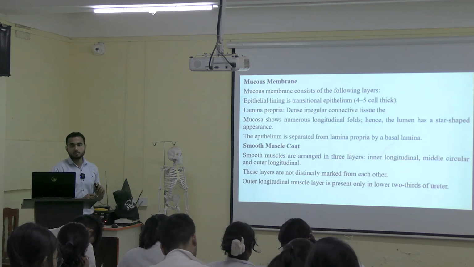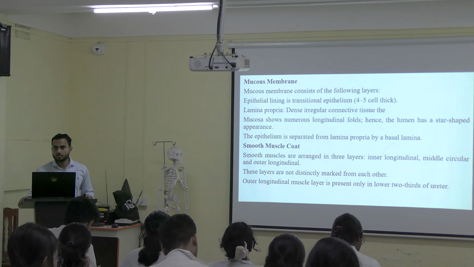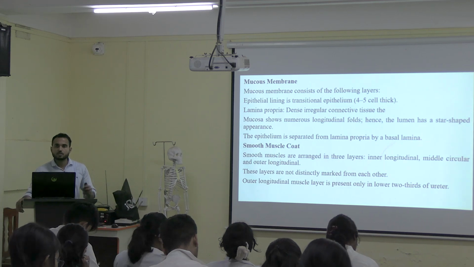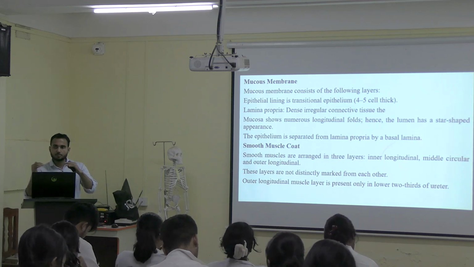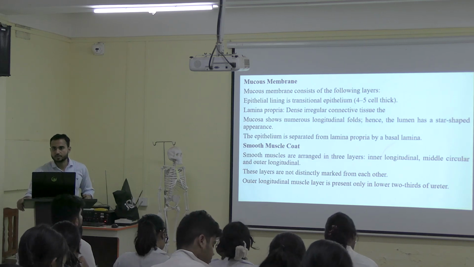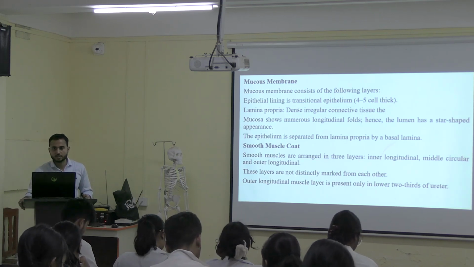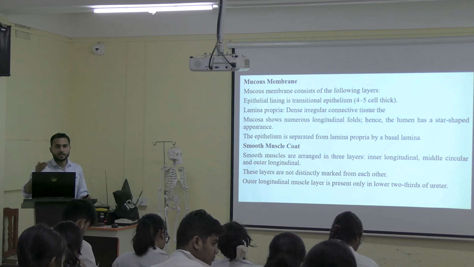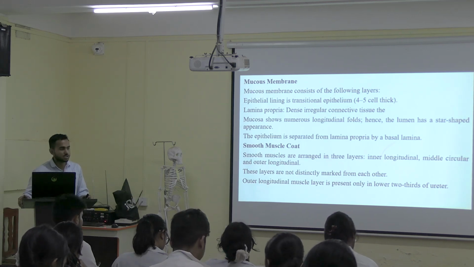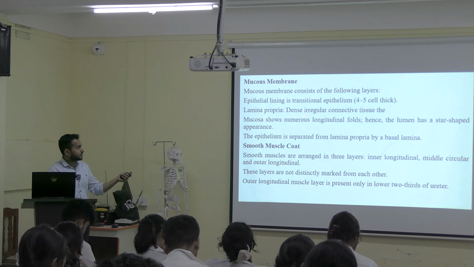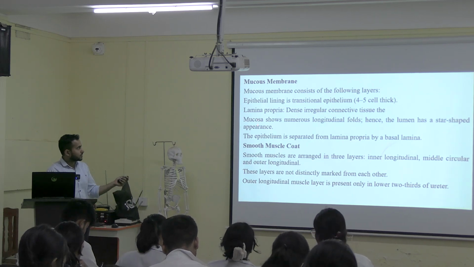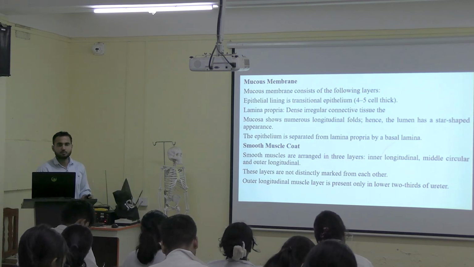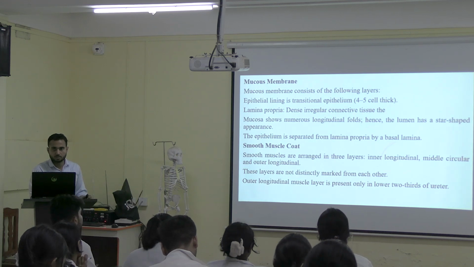Another important point which you have to notice in case of ureter is, if you see the mucosa of the ureter, it is folded, and because of the folding of the mucosa, the appearance is star-shaped. The appearance of the lumen is star-shaped. Okay, so mucous membrane consists of, first of all, lining epithelium. 4 to 5 layers of cells are present. Okay, that is transitional epithelium. Lamina propria is made up of dense irregular connective tissue. Now see, mucosa shows numerous longitudinal folds, and due to the presence of those folds, what is the appearance of the lumen? It is star-shaped. So that you have to identify.